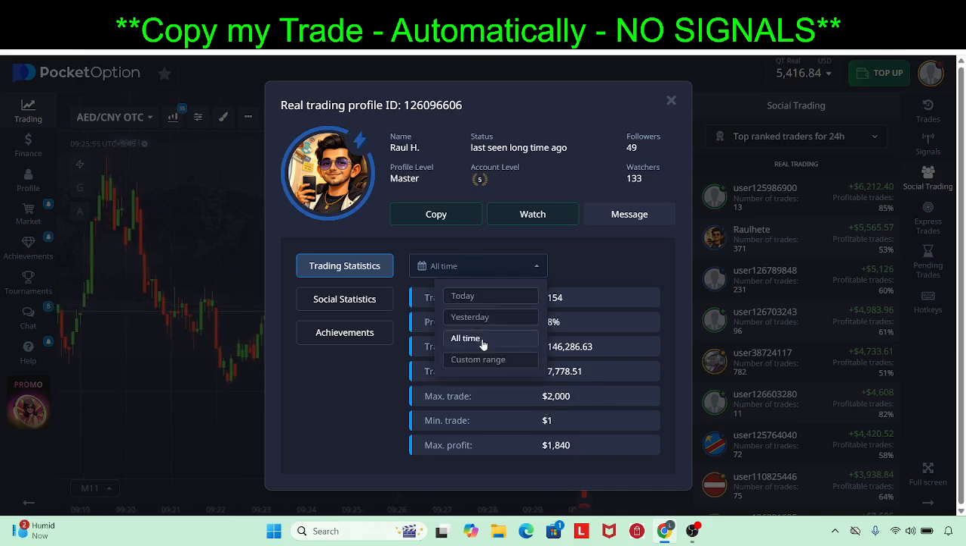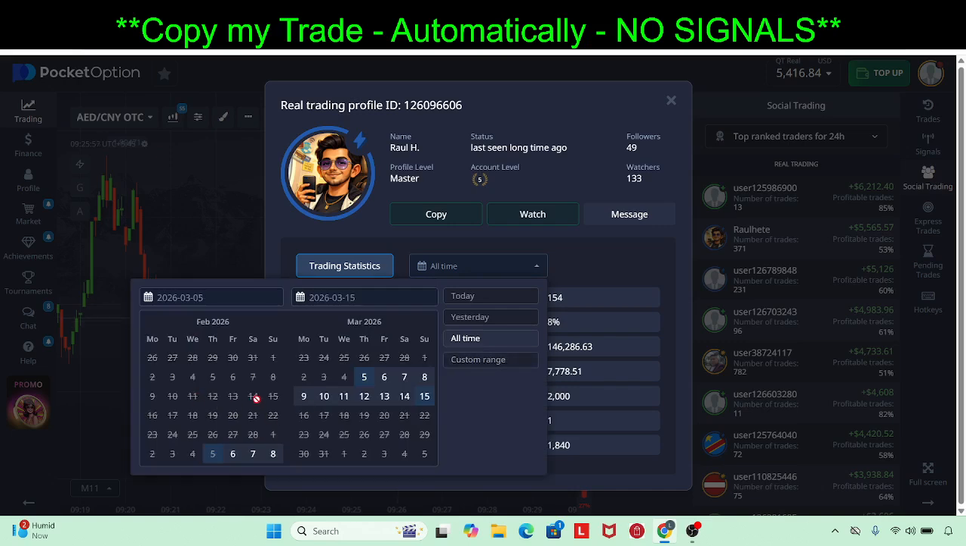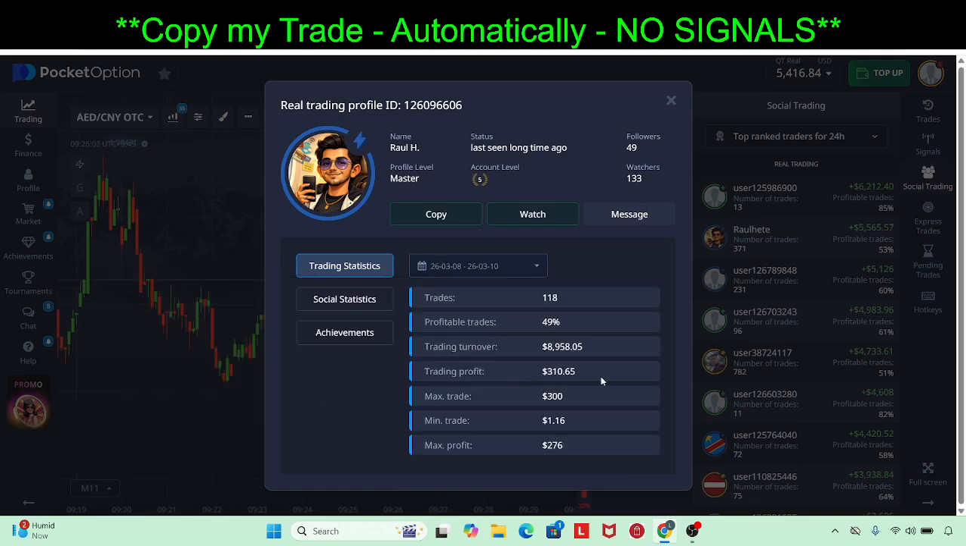Now it is important to find out, by using the custom range, whether this trader is making profit or not. Let's see, over 3 days his trading profit is only $310, and his maximum trade amount is $300 and minimum $1.16. If you copy this trader also, you will make a loss.